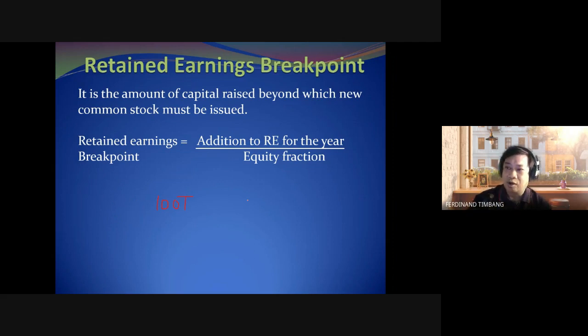We will know that when we use this formula. So in excess of the computed amount would be the amount to be issued. It's either you issue stocks or bonds. Okay, is that clear, class? Question or clarification? None? Sige, I assume you understood, class.